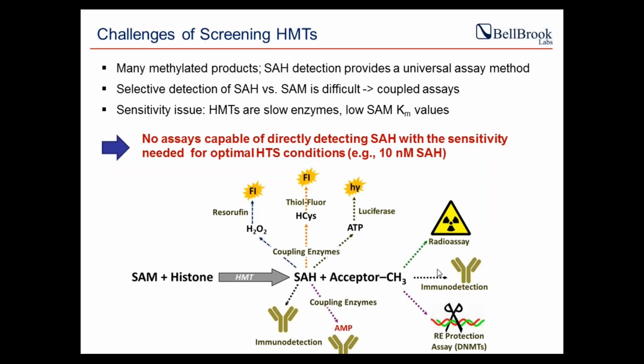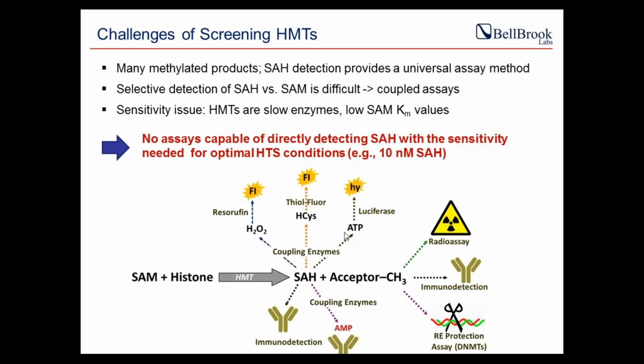Detection of methylated products is being done using other methods like antibody-based or protection assays. But the problem with these methods is that, A, you need different antibodies for different methylation products, and B, sometimes you have either a dimethylated or trimethylated product, so a single antibody cannot detect all those different methylated products. So the best method for a methyltransferase assay would be to detect SAH.